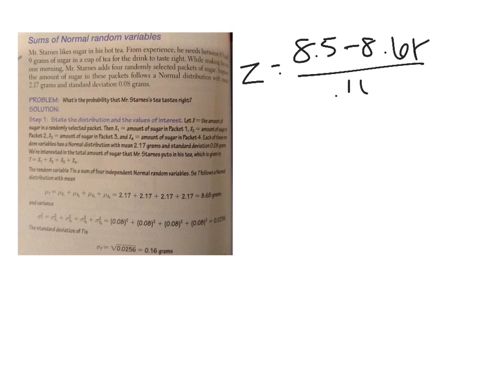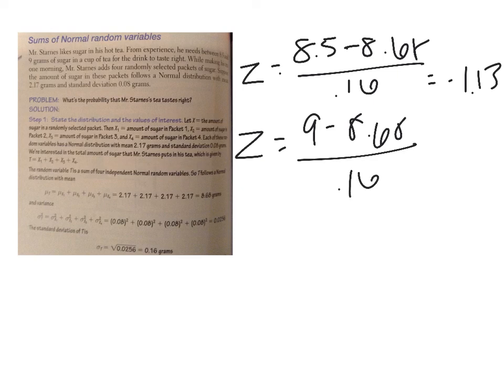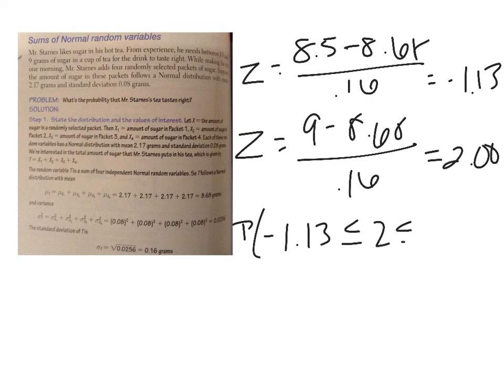If I'm using z-scores, I've got my first z-score, 8.5 minus 8.68 over 0.16, which gives me negative 1.13, and then I need to use my table on my formula chart to apply that information. Then z equals 9 minus 8.68 over the standard deviation of 0.16, which gives me a z-score of 2, which again I usually need to use my data table. And remember, my table tells me the area to the left of that score. Well, I want the probability that I am between negative 1.13 and 2.